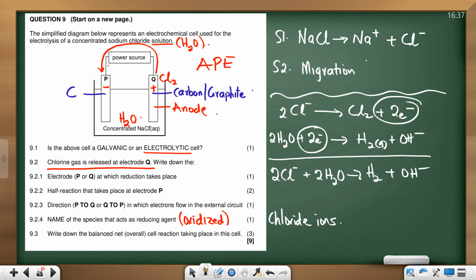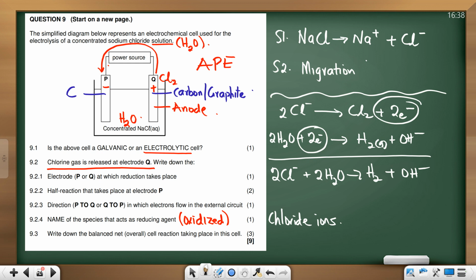When they say the agent, if they say reducing agent, then you need to go check what is oxidized. Use your half reactions to always answer that question.